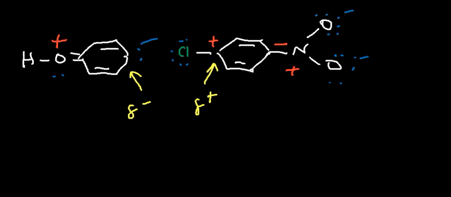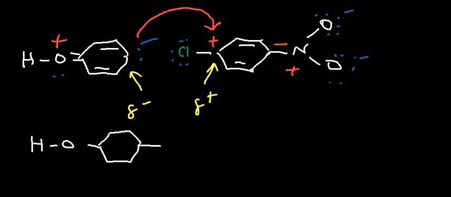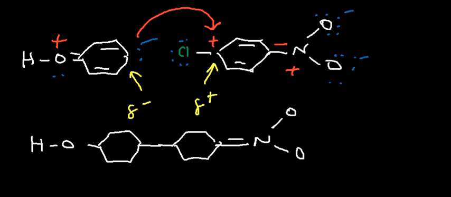But the fact is that this ring is nucleophilic, and it's going to attack the ring that's electrophilic. So those two benzene rings can combine. Now, the chlorine group is crucial to making this reaction work, because we need a leaving group. You'll see why soon.